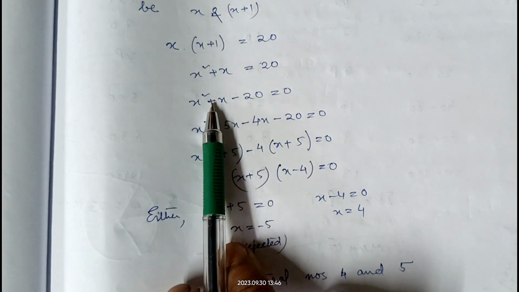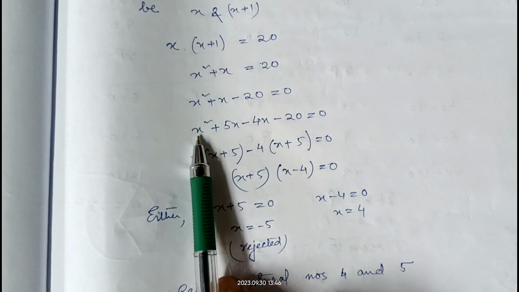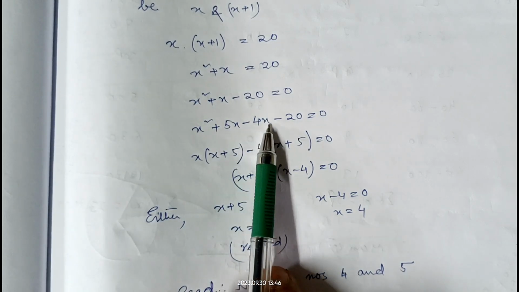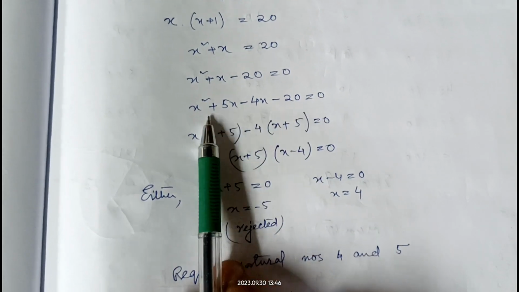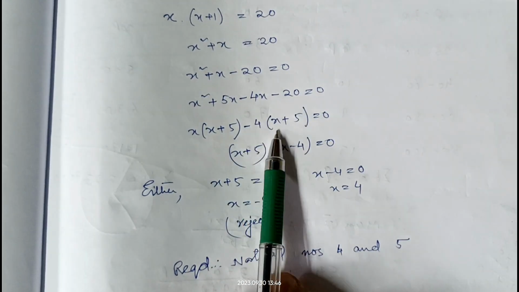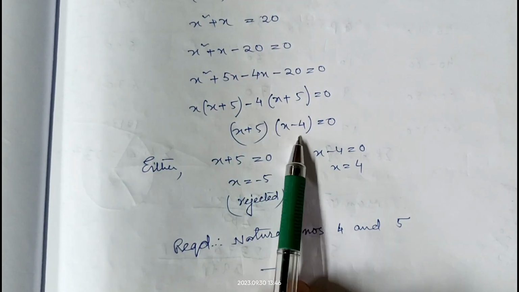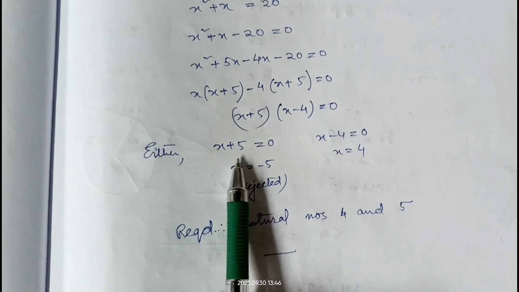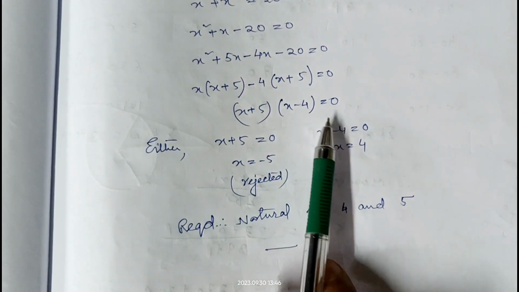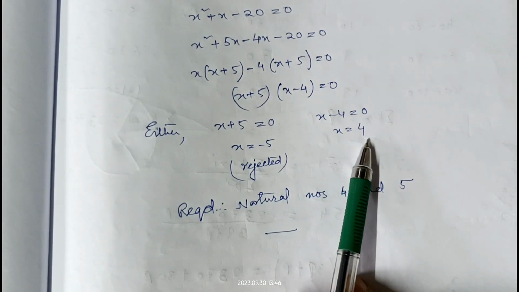Now we have to go for middle term factorization. Instead of 1, we can write 5 minus 4. So it will be x square plus 5x minus 4x minus 20 is 0. From first two, x common, x plus 5. From last two, I can take minus 4 common, x plus 5 equals to 0. So x plus 5 into x minus 4 equals to 0. So either x plus 5 is 0 or x minus 4 is 0. From here x is minus 5 and x equals to 4.